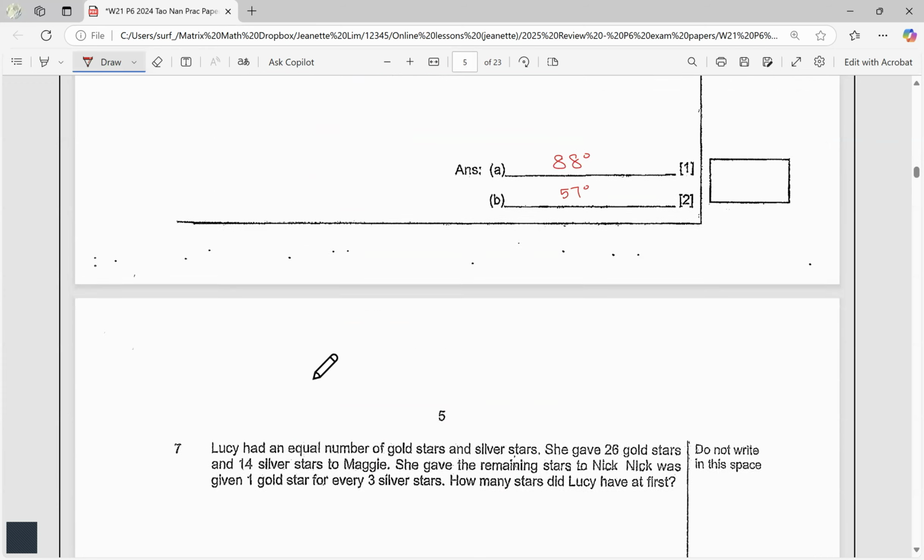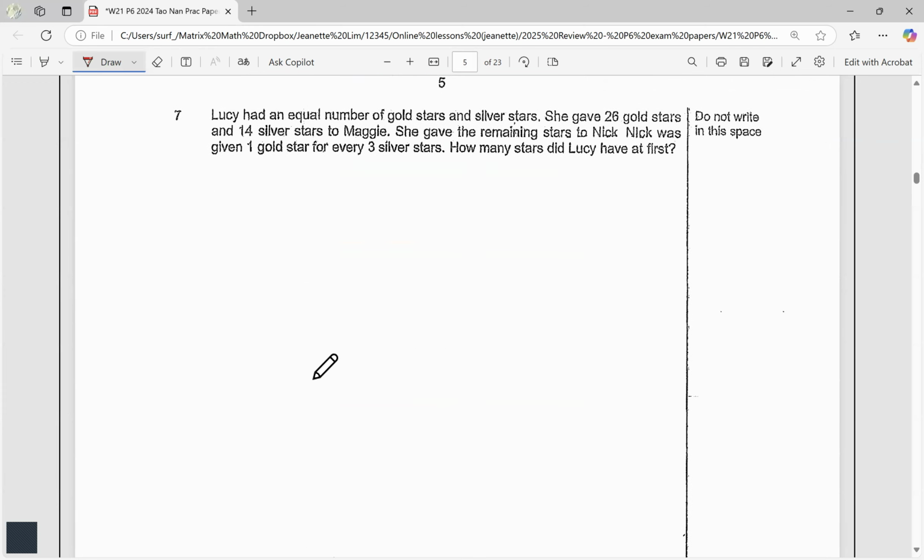Okay, next. Question 7. Lucy had an equal number of gold and silver stars. She gave 26 gold stars and 14 silver stars to Maggie. She gave the remaining stars to Nick. Nick was given 1 gold for every 3 silver stars. So how many stars did Lucy have at first?